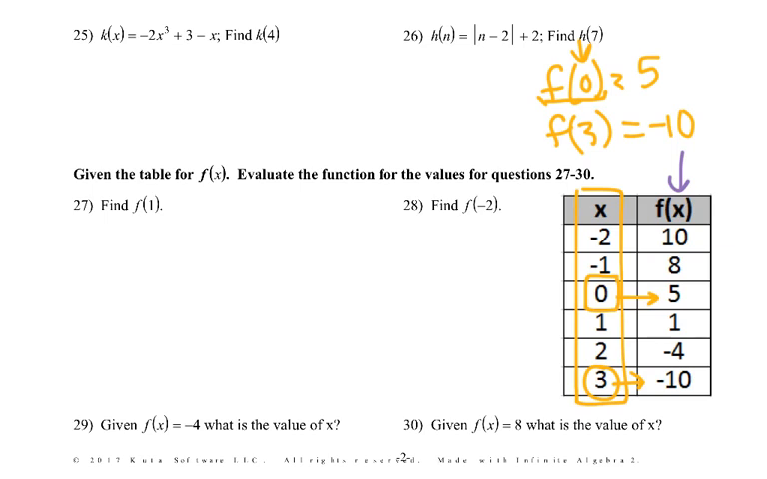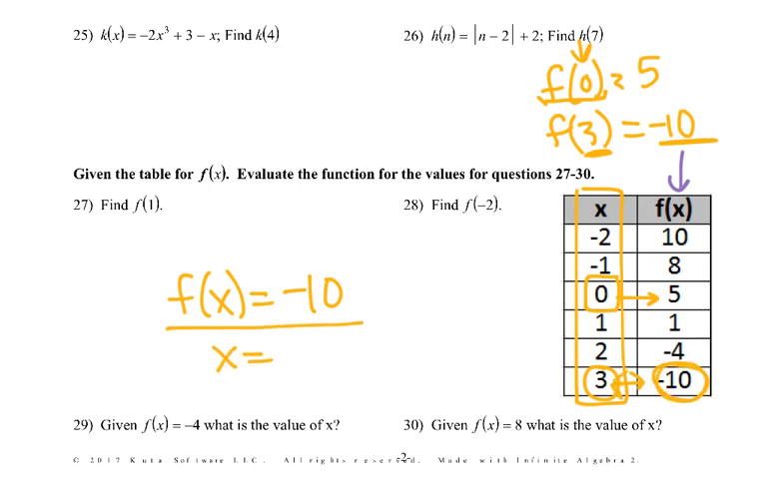Now 29 and 30, they're going the opposite way. So that's like saying f of x equals negative 10. We already saw that x is 3 when the output is negative 10. This is saying I know the output, now find the input. So f of 3 equals negative 10.